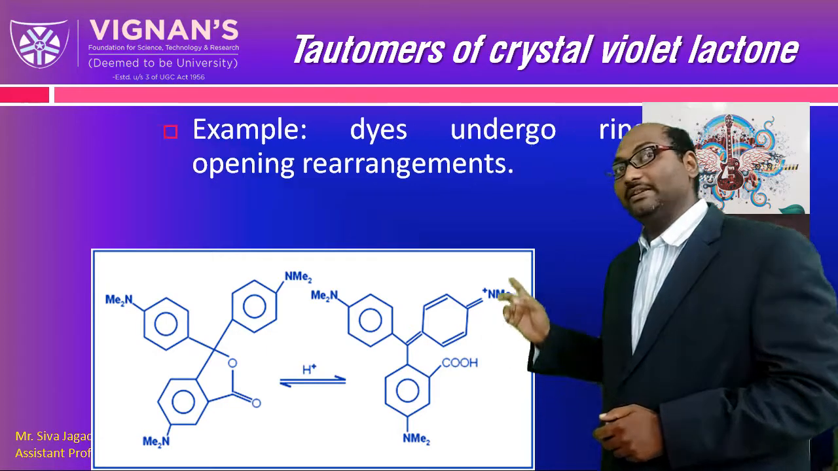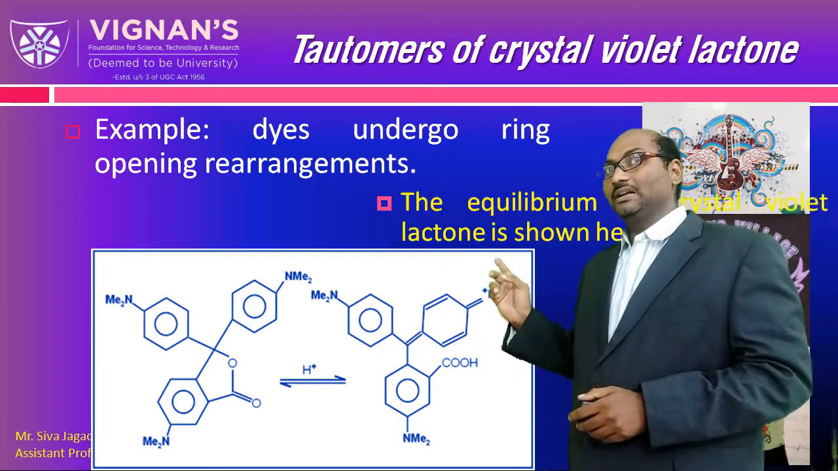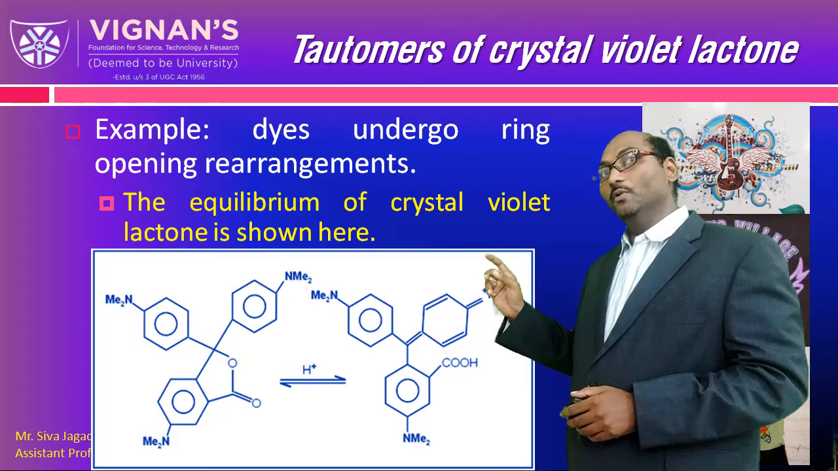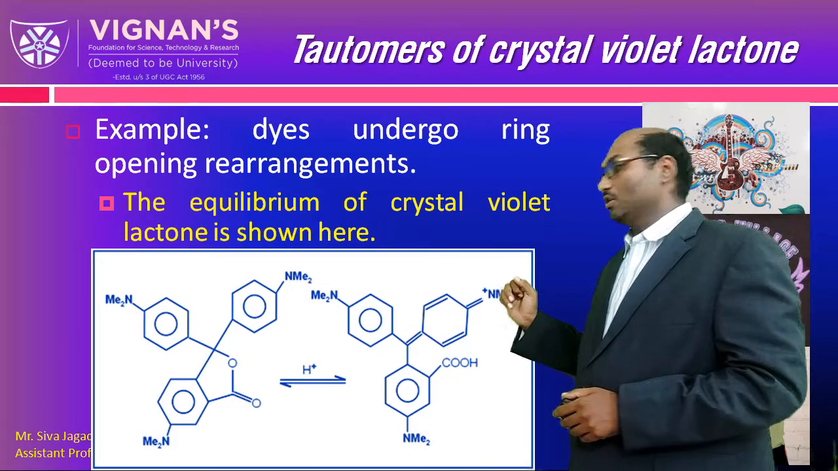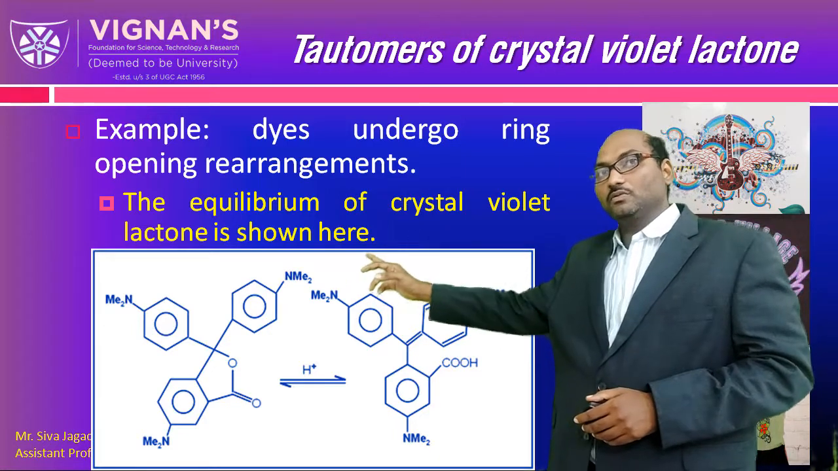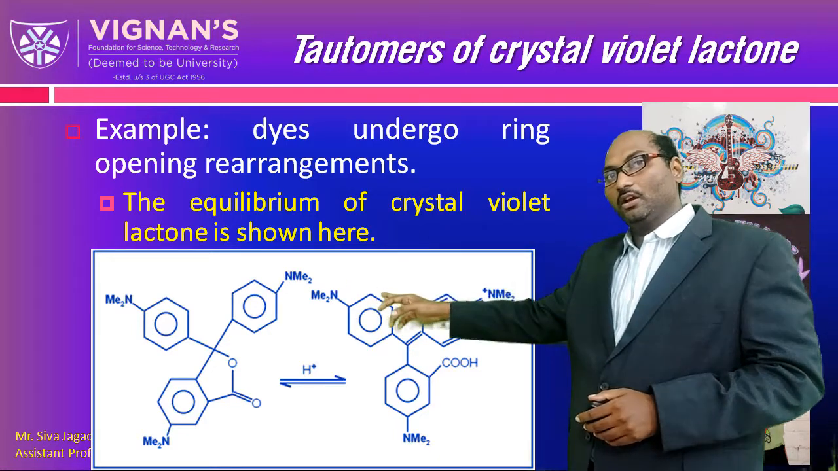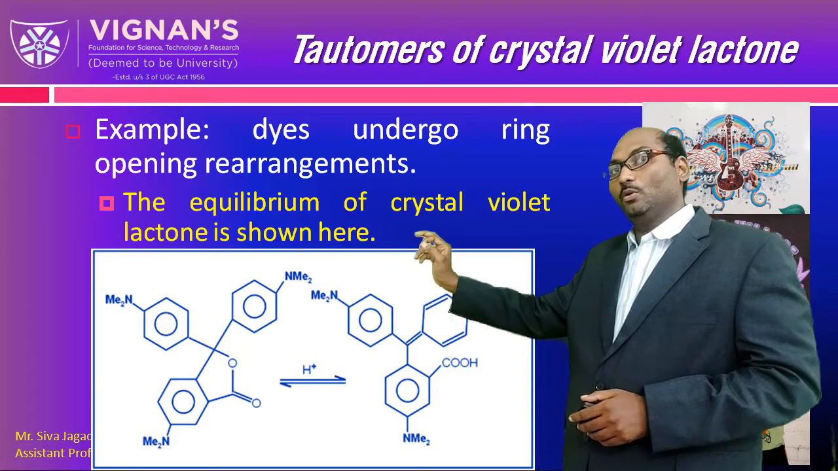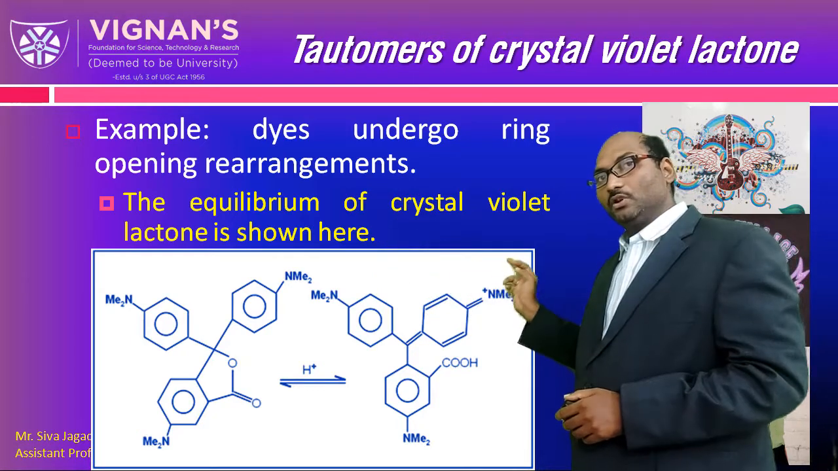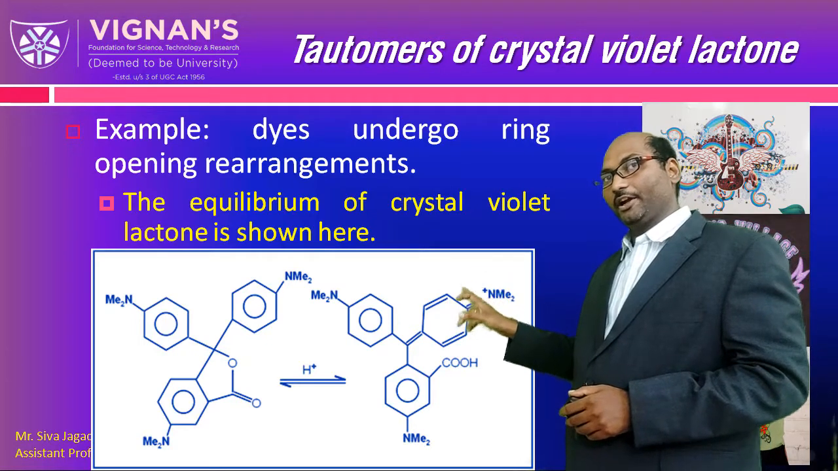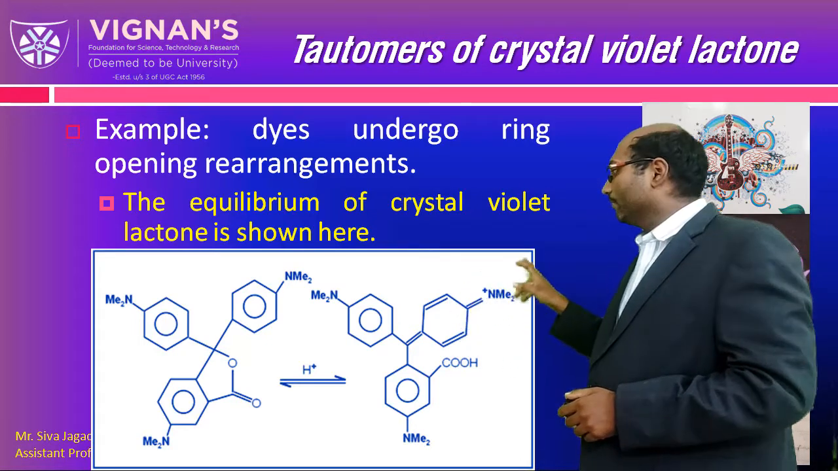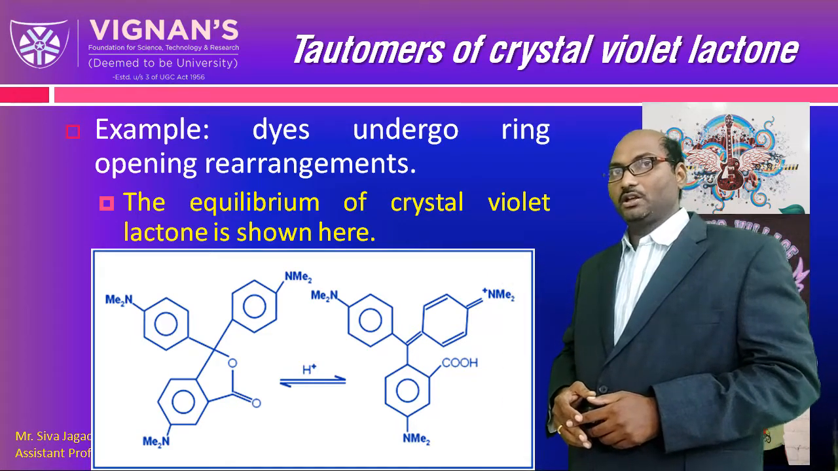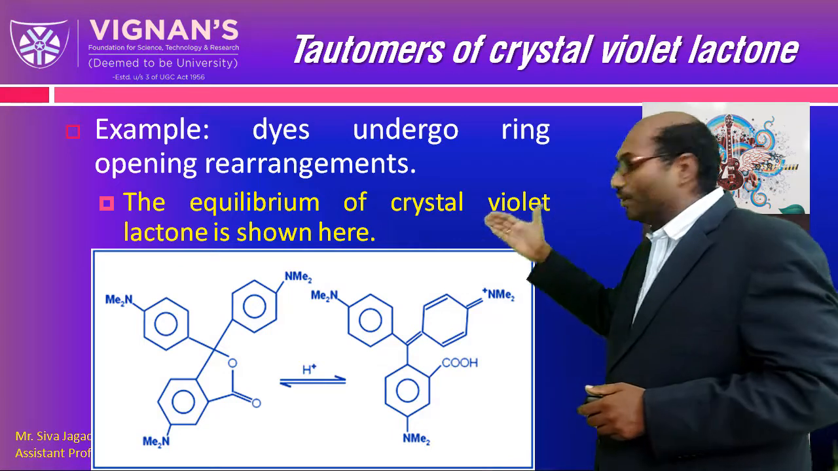One example is the tautomers of crystal violet lactones. The dyes undergo ring opening and rearrangement. If you see here the structure, with Me2N groups. What happens in between, by means of exchanging one hydrogen atom, is that a temporary bond, a ring, is created such that the structure is going to fold.